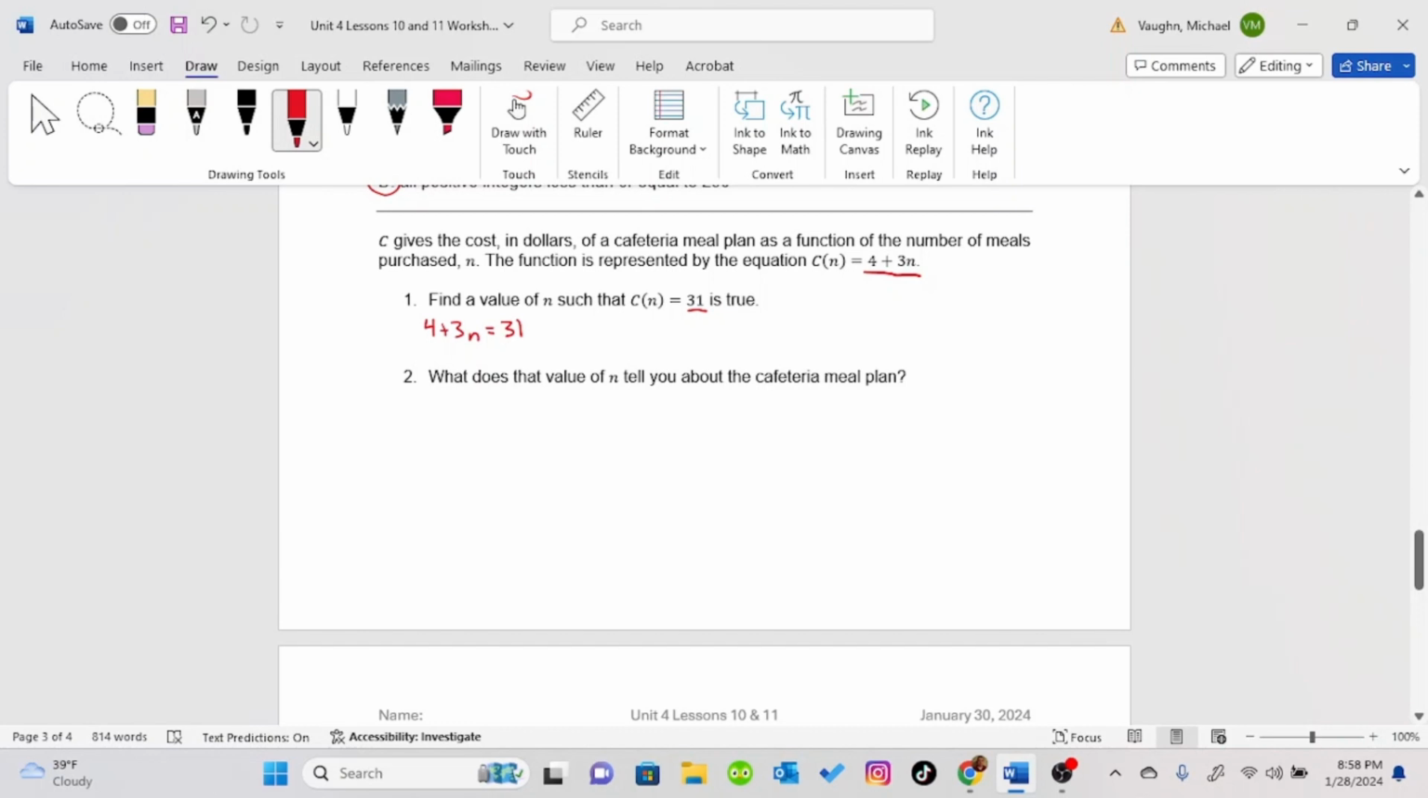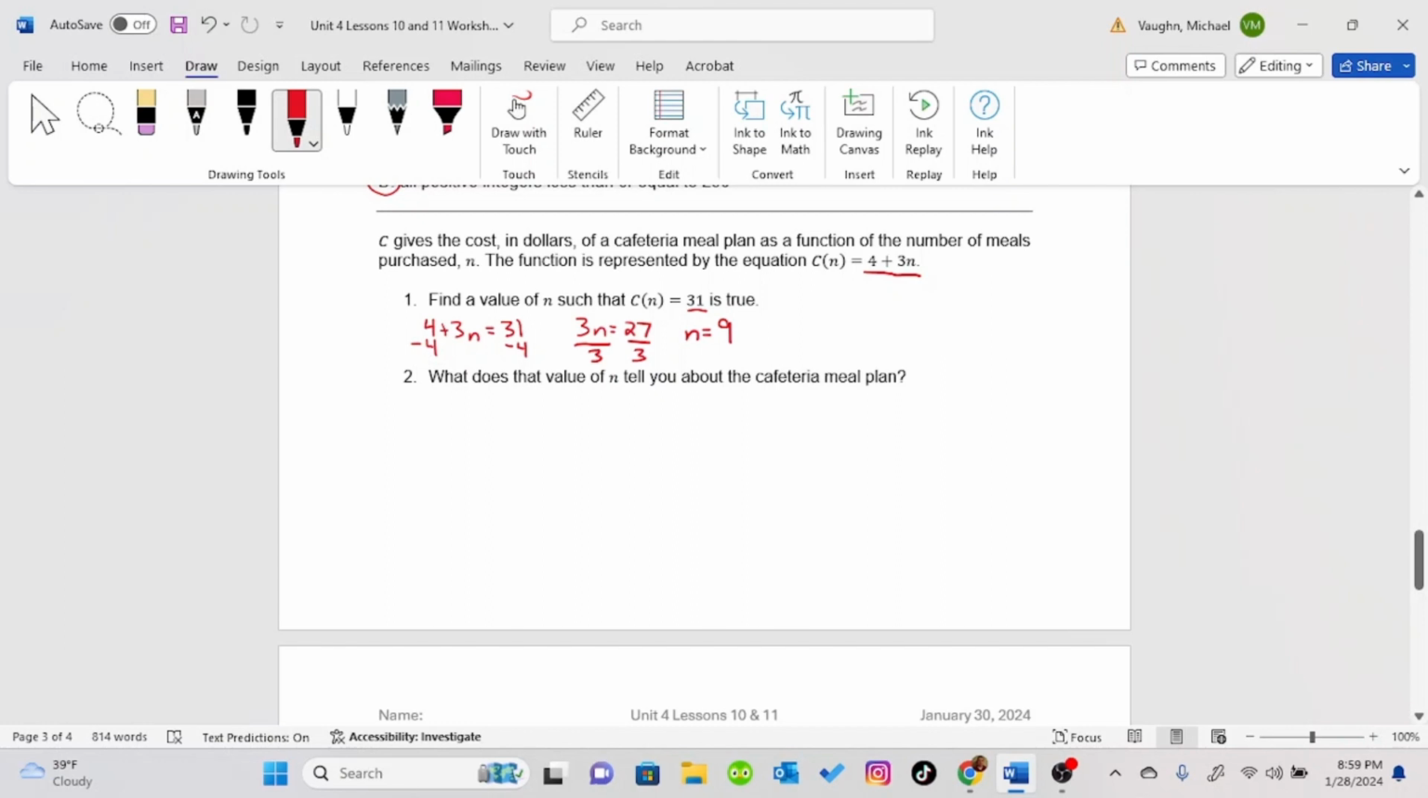Our goal is to get n by itself. So first we get rid of the 4 by subtracting 4 from both sides. This gives us 3n equals 27. And now we get rid of the 3 by dividing both sides by 3, and we get n equals 9. So the value of n that makes C of n equal 31 is 9.